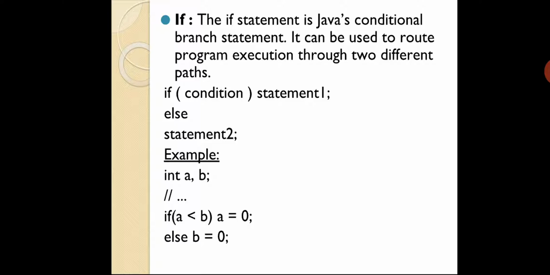There are two integer variables with the names a and b. It will check if a is lesser than b. If it is true, it will assign 0 to a. If it is not, it will assign 0 to b. That is the meaning of that code snippet. It is a simple example.